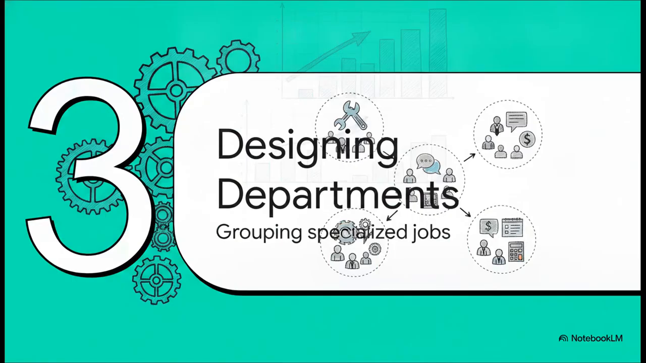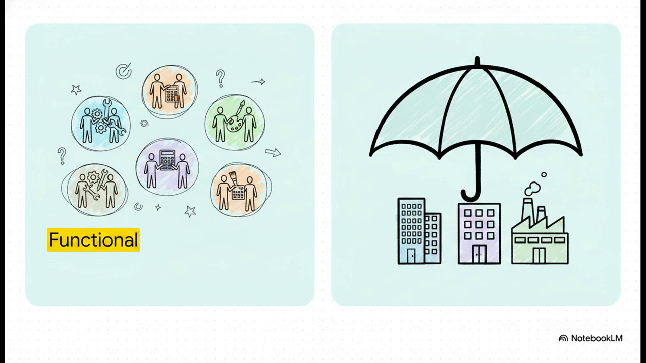Okay, let's look at section 3, designing the departments, where we actually group those specialized jobs together. So once you've got those specialized jobs, how do you group them? Companies usually take one of 2 paths. First, there's the functional structure. This groups people with similar skills together, like your classic HR or accounting departments. Fantastic for small or medium businesses. But when a company really starts to scale up, they usually shift to a divisional structure.